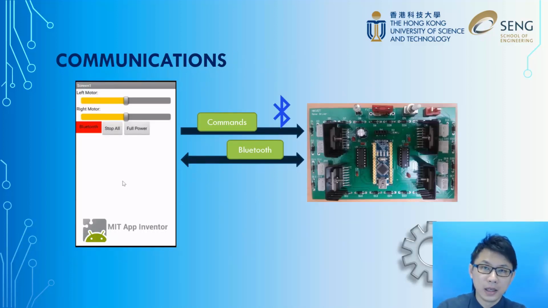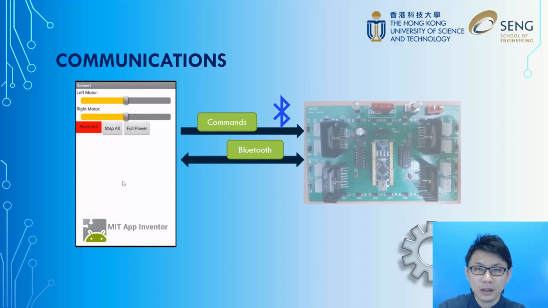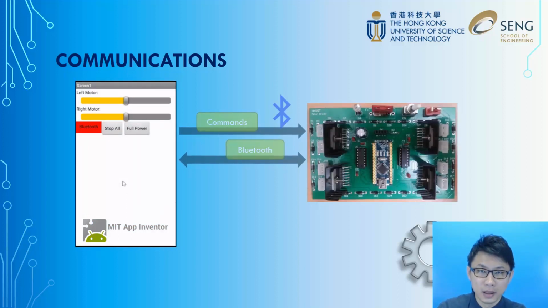And this is how communication is being established. We're going to use the Android application that we developed using AppInventor to control the Arduino module using Bluetooth commands in order to control the speed of the motors on the airship.